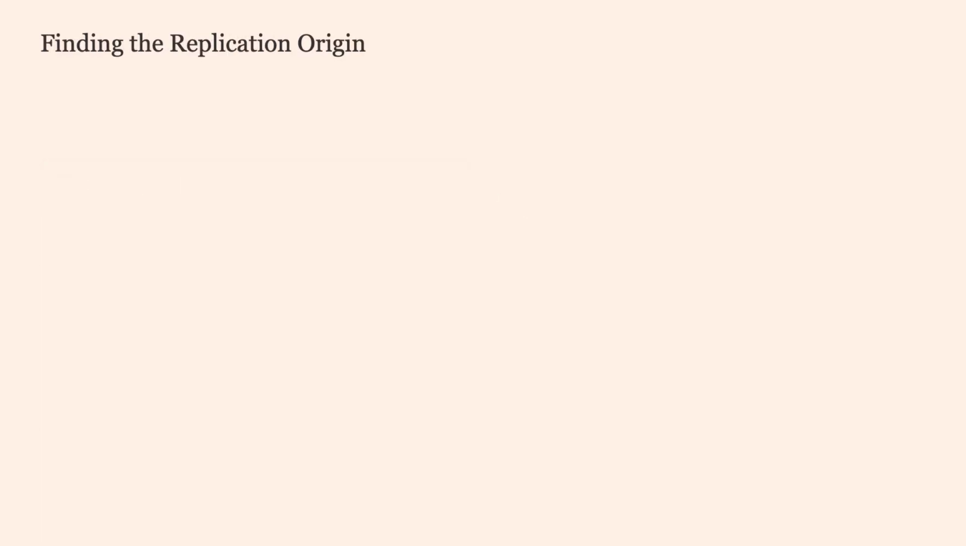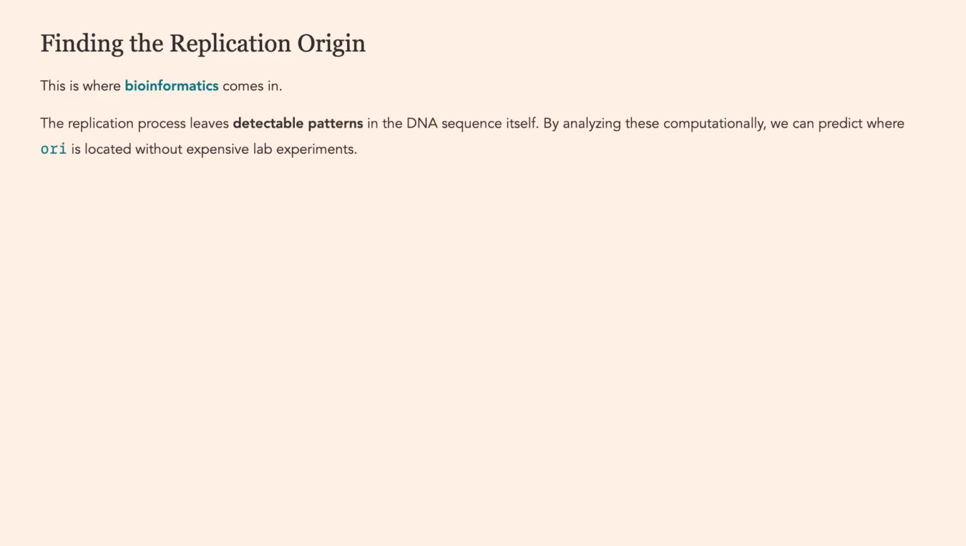So how do we actually find the replication origin in a genome? This is where bioinformatics comes in. It turns out that the replication process leaves detectable patterns in the DNA sequence itself. By analyzing these patterns computationally, we can predict where ORI is located without needing to do expensive laboratory experiments. Identifying replication origins and understanding the patterns they leave in genomic data has become a key scientific and computational problem. It connects fundamental biology with practical algorithm design.